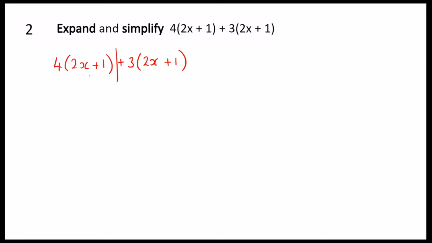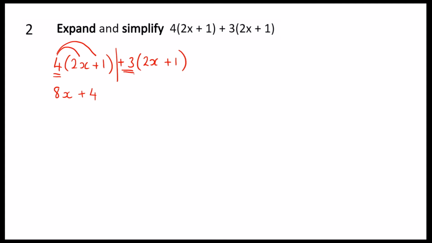Now first of all, if I split the question down this line here, hopefully you can see that on the left side we have a single bracket that we can expand, and we also have a single bracket on the right hand side that we can expand as well. Let's start on the left hand side. So we have 4 on the outside. We want to times this by everything inside our bracket. So 4 times 2x gives us 8x, and 4 times positive 1 gives us positive 4. That's the left side done.